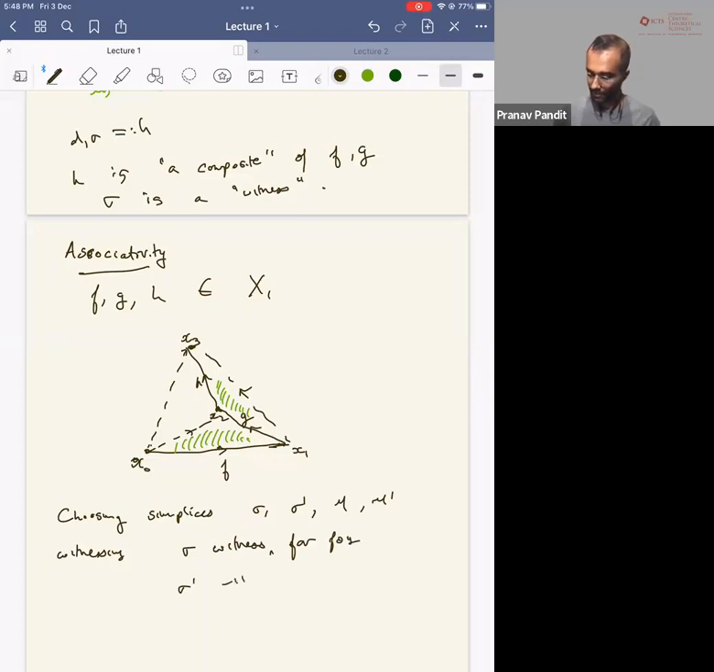Sigma prime, a witness for H composed with G, so just G composed with F. H composed with G, a mu, a witness for H composed with G composed with F. Mu prime, a witness for... what's the other one? So I want to do FG. So H composed with G.